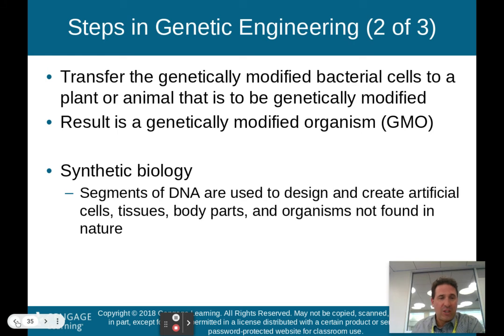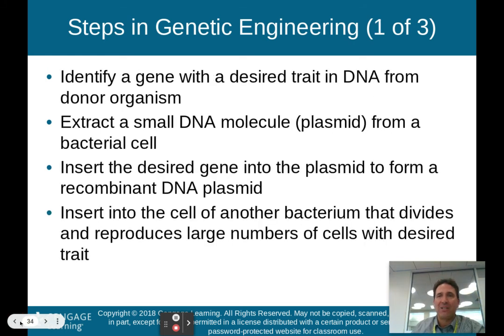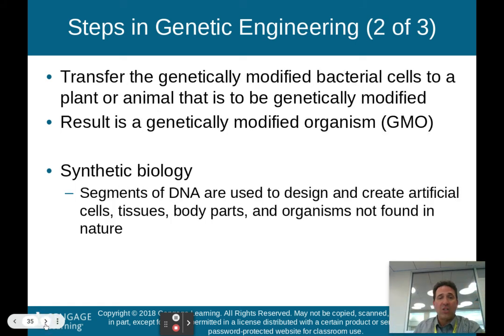All right, so let's just look at those steps once again. We identify a gene with a desired trait in a donor organism. We extract a small DNA molecule from a bacteria cell. We then insert that desired gene into that plasmid. We then take that and put it into the cell of another bacteria that divides to produce large numbers of cells with that trait. Then we transfer that trait back into the plant or animal that is to be genetically modified, and now we have a genetically modified organism.